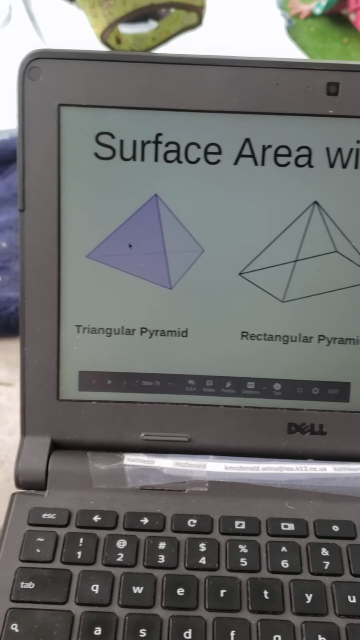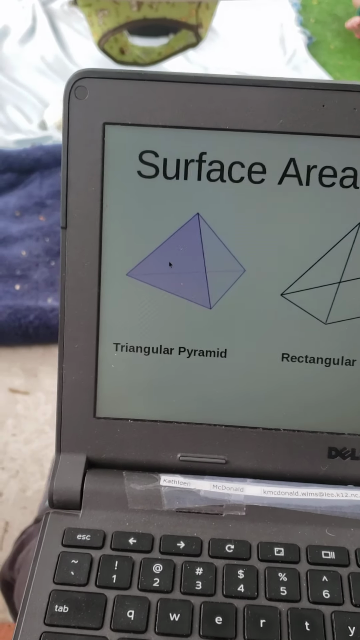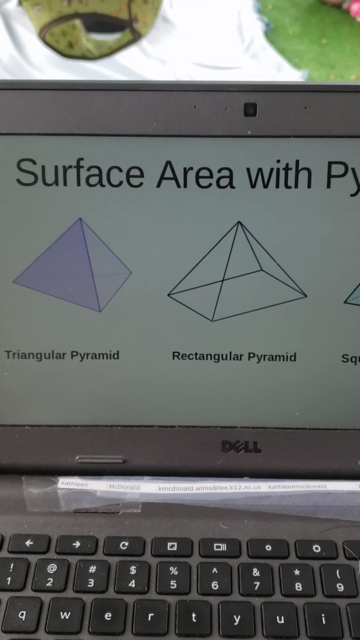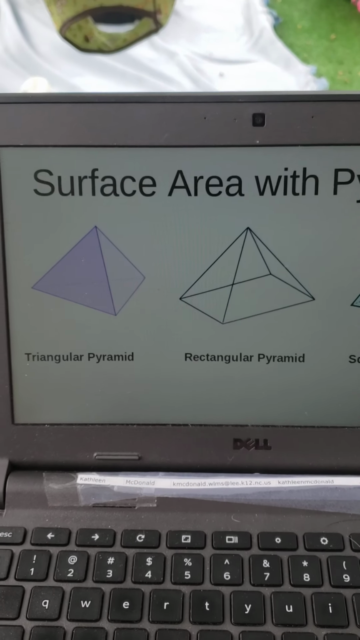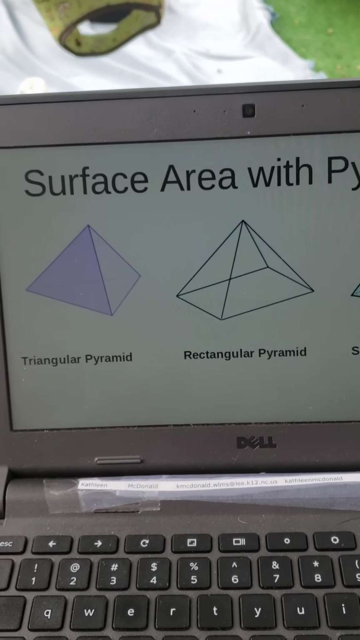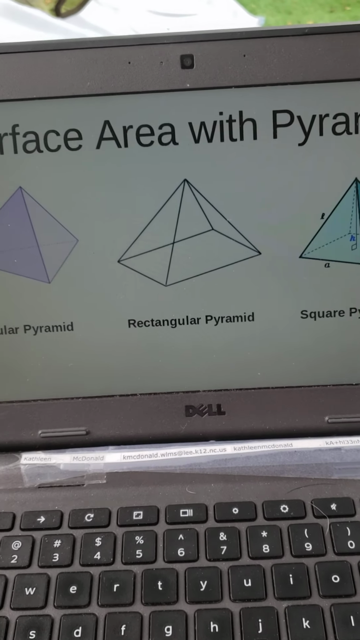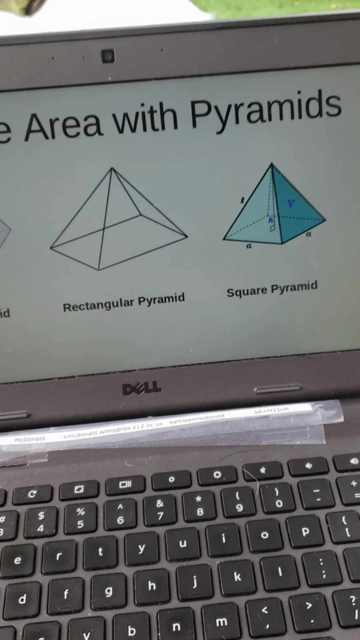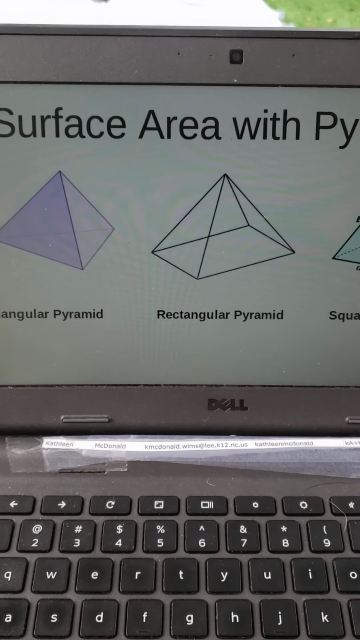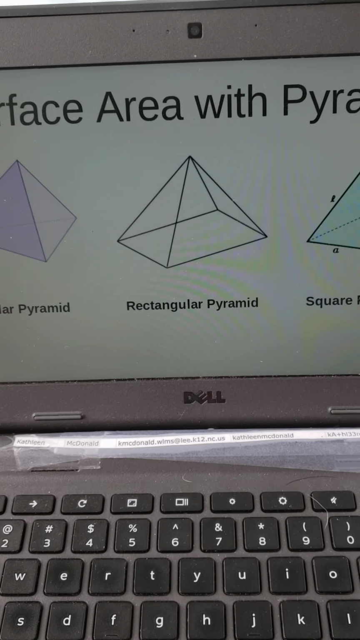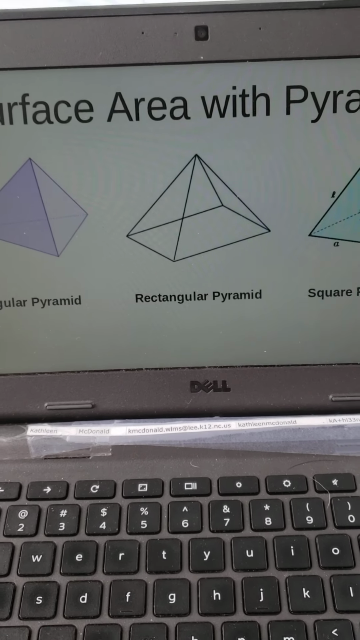All right, now this will go into surface areas with pyramids, but I'm going to stop there because this has already been almost 15 minutes and I think I'm going to make that part 2. So this is the end of the lesson on surface area with prisms, and then we'll get into pyramids next.